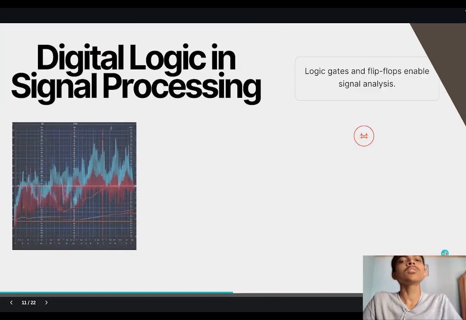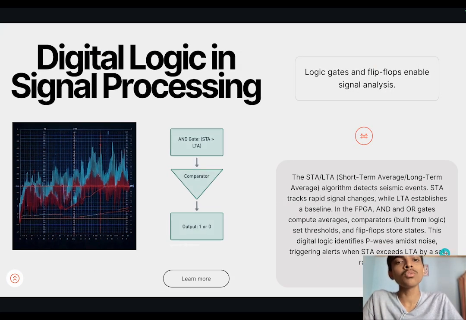Now we'll look into the digital logic used in signal processing. So this is the technical part. First of all, we are using the STA and LTA, short-term average and long-term average algorithm, to detect seismic events. The short-term average tracks quick changes, the long-term average sets a baseline, AND gates compare them, flip-flops hold states, and when STA beats LTA, then an earthquake is detected. That's how the logic works.